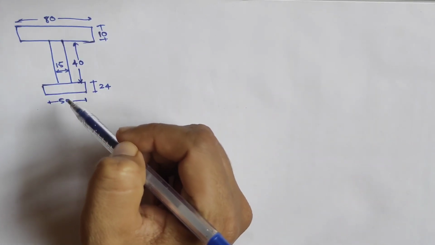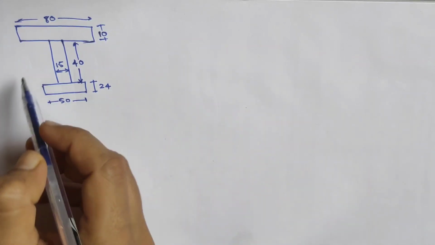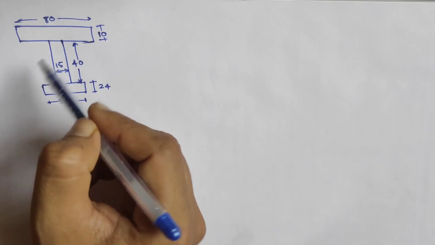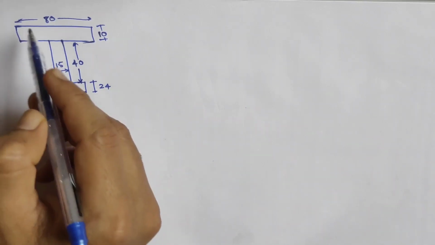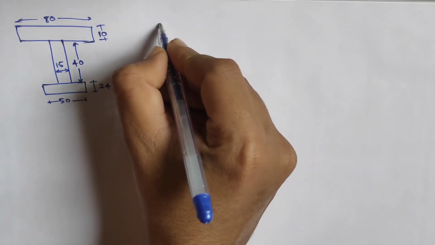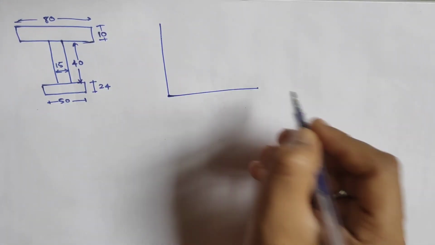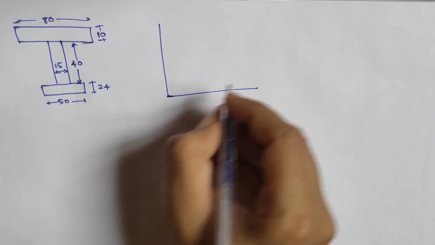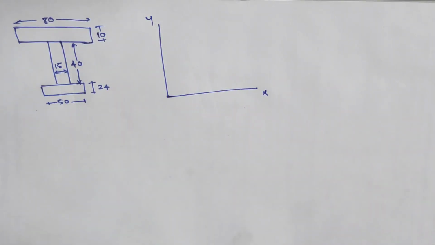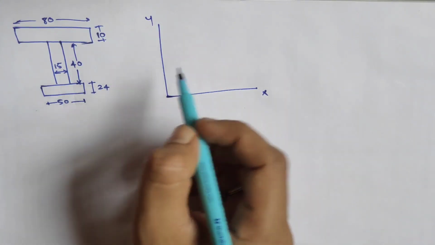So here also we are following the same procedure. First of all, as of now they have not mentioned what the reference axis is, so we have to take it at the leftmost and at the bottommost. So we will draw two reference axes, x axis and y axis. Now draw the figure as it is.